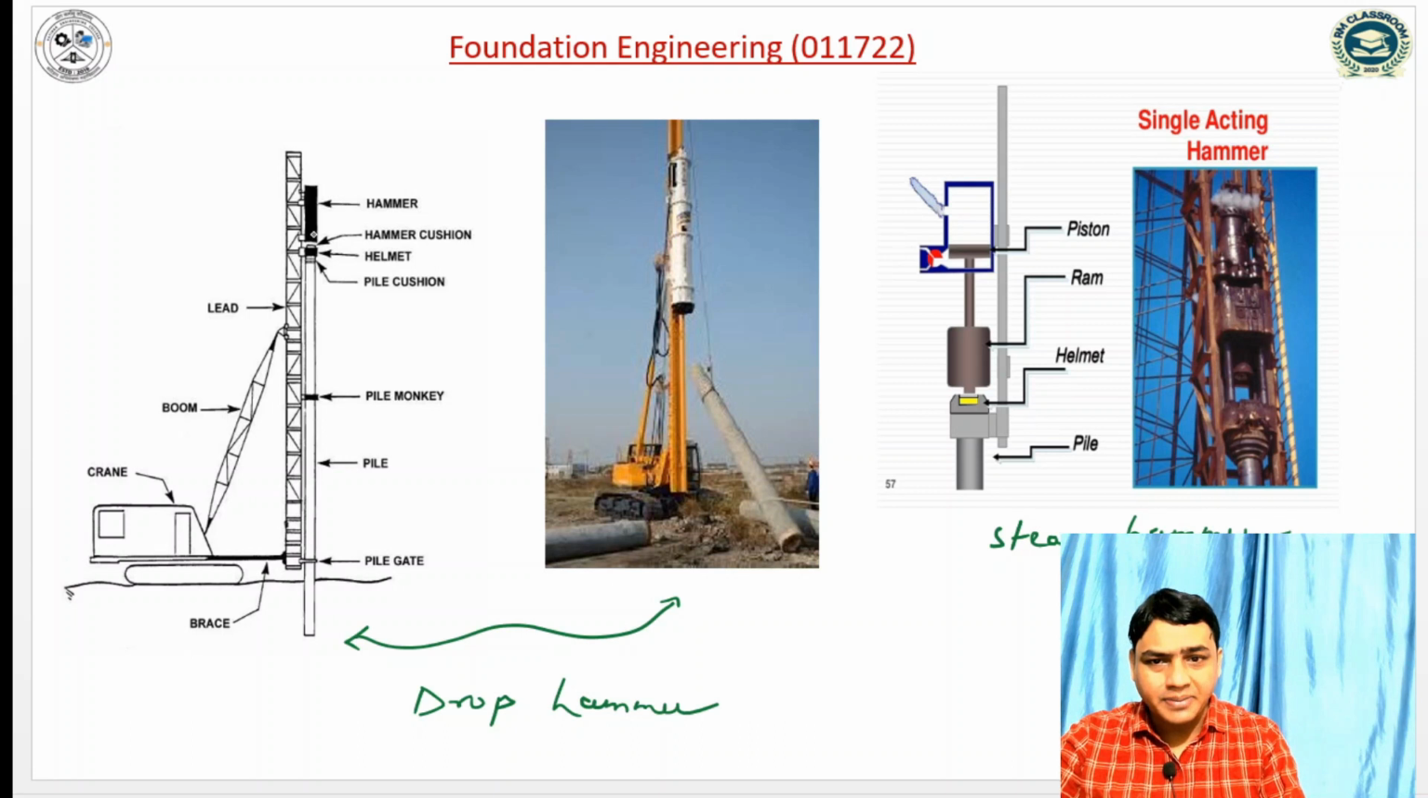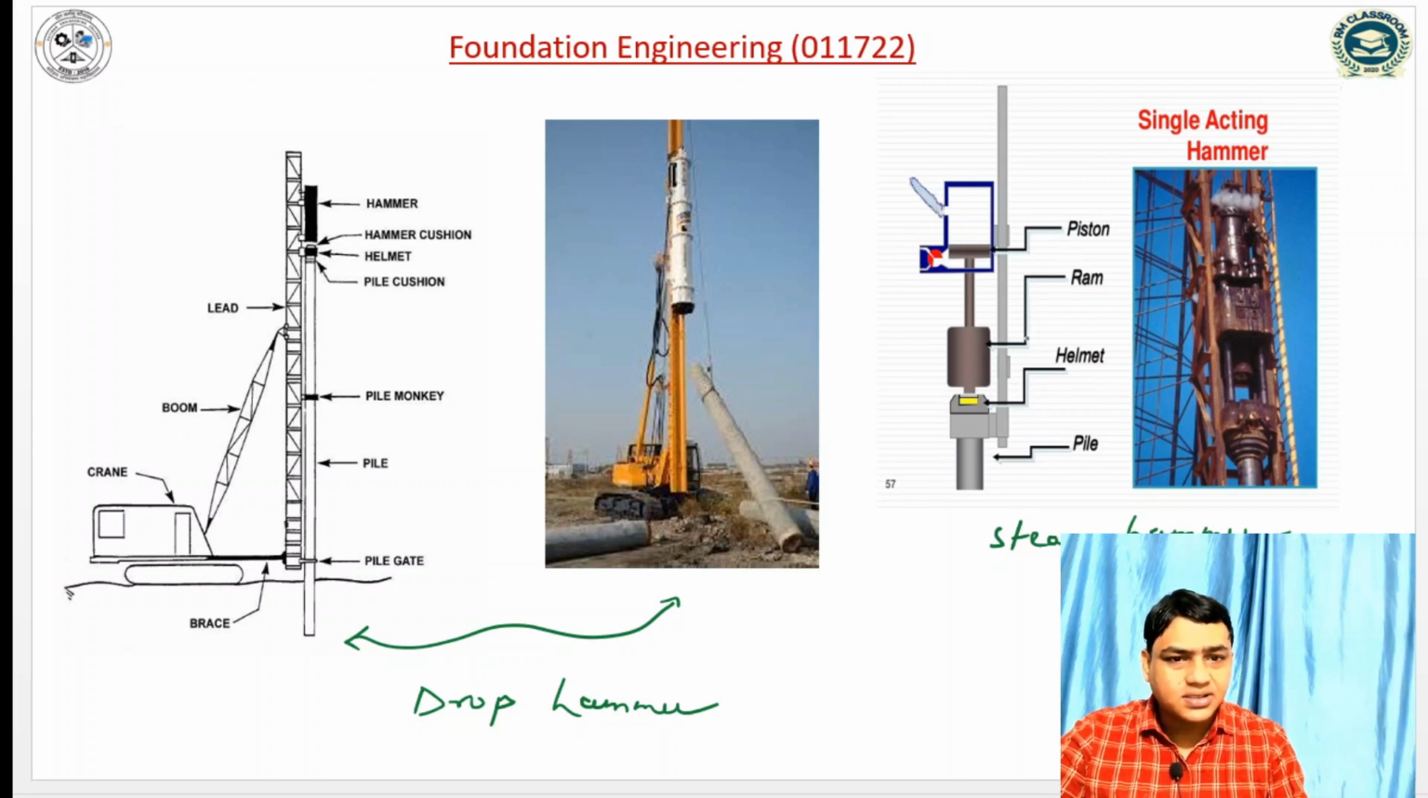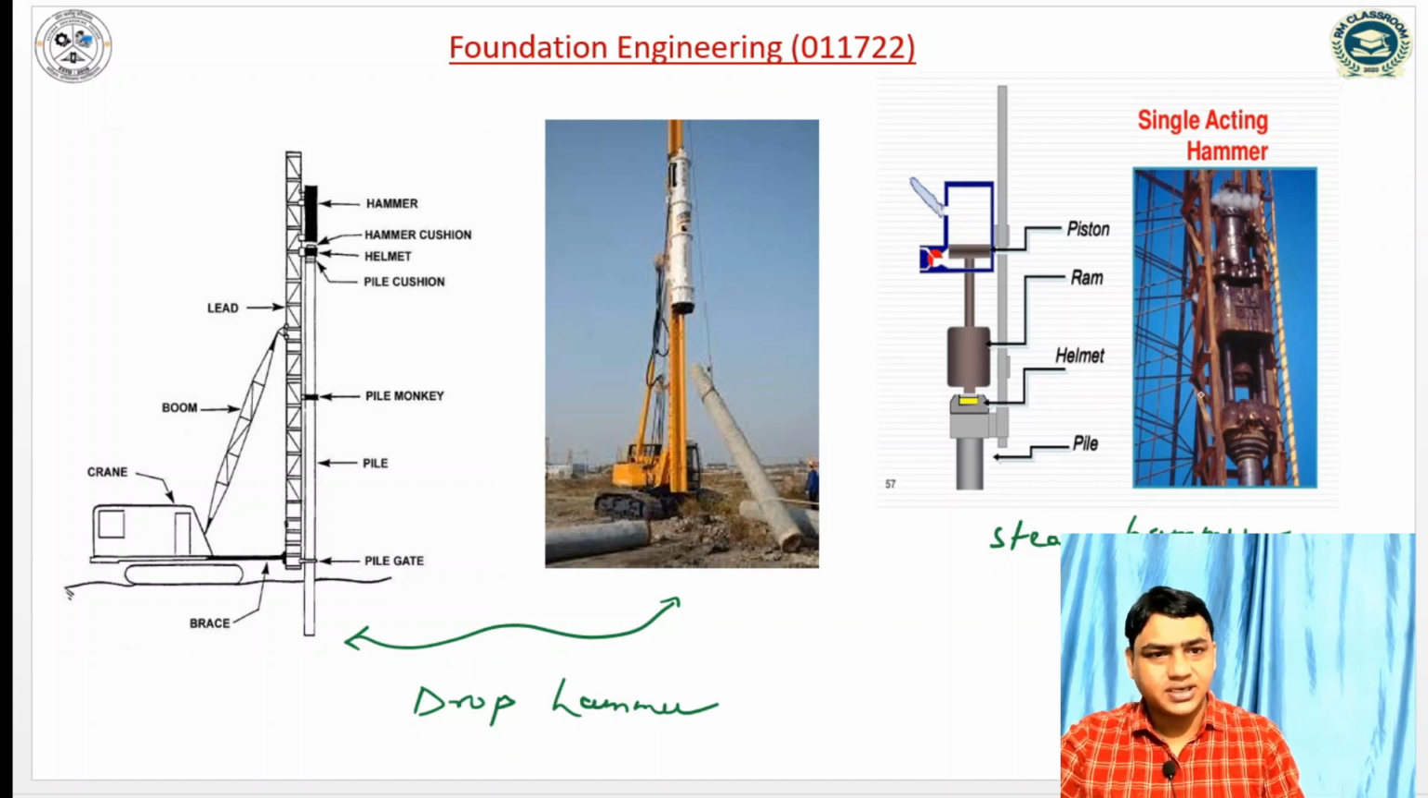With the help of the hammer, we strike the pile, and we generally install the pile at the given soil, at the given foundation. Similarly, here we can see that this is our drop hammer and the pile is installed, and this is the single acting steam hammer. The various parts we can see in the single steam hammer: this is our piston and this is our ram, and this is the helmet and pile. So this is the single steam hammer.